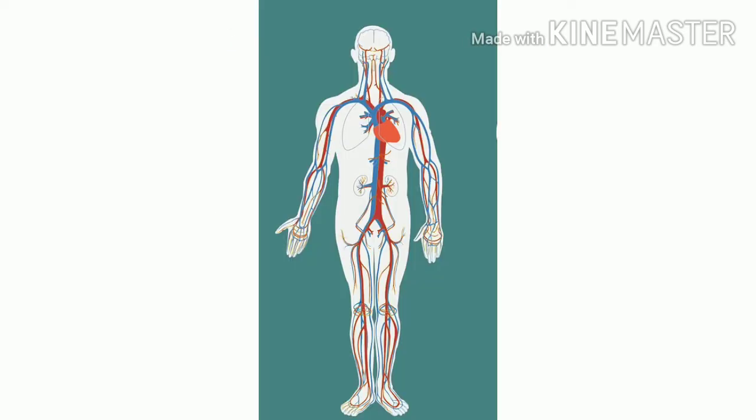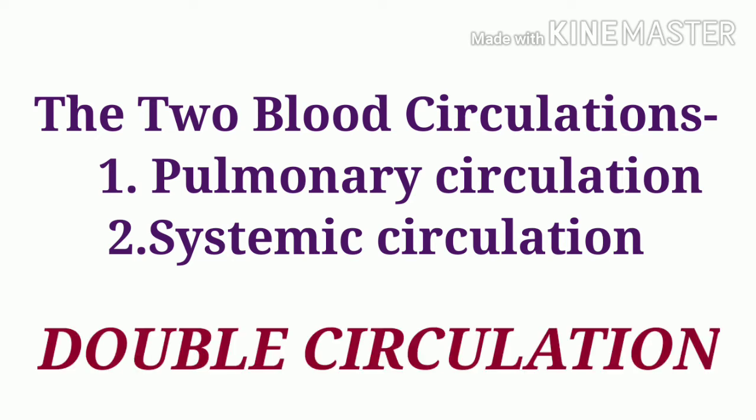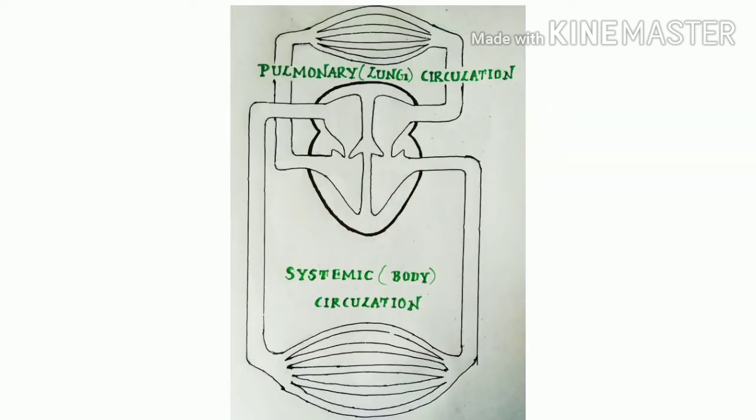During circulation, blood flows twice in the heart before it completes one full round. The short pulmonary or the lung circulation and the long systemic or the general body circulation. And for this reason, the blood circulation in the human body is called double circulation. Now, let's know what we mean by pulmonary and systemic circulation.